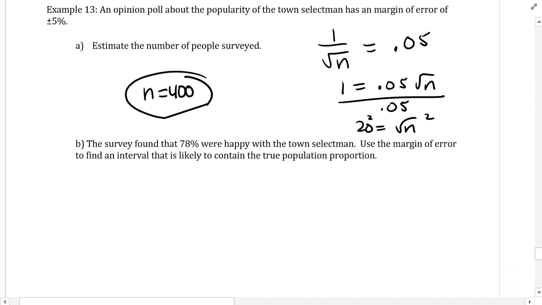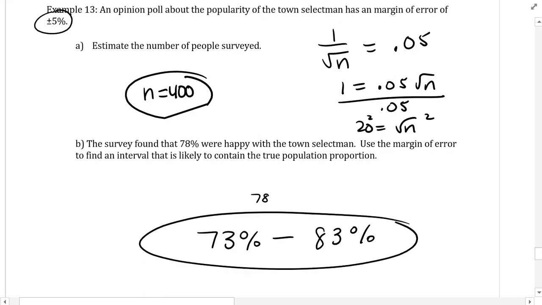A survey found that 78% of people were happy with the town selectmen. Use the margin of error to find an interval that is likely to contain the true population proportion. Well, if 78% are happy, according to their survey, but we have a margin of error of 5%, that means somewhere between 73% and 83% is likely to contain that value. Okay, because I just took that 78% and I added and subtracted 5% from it.